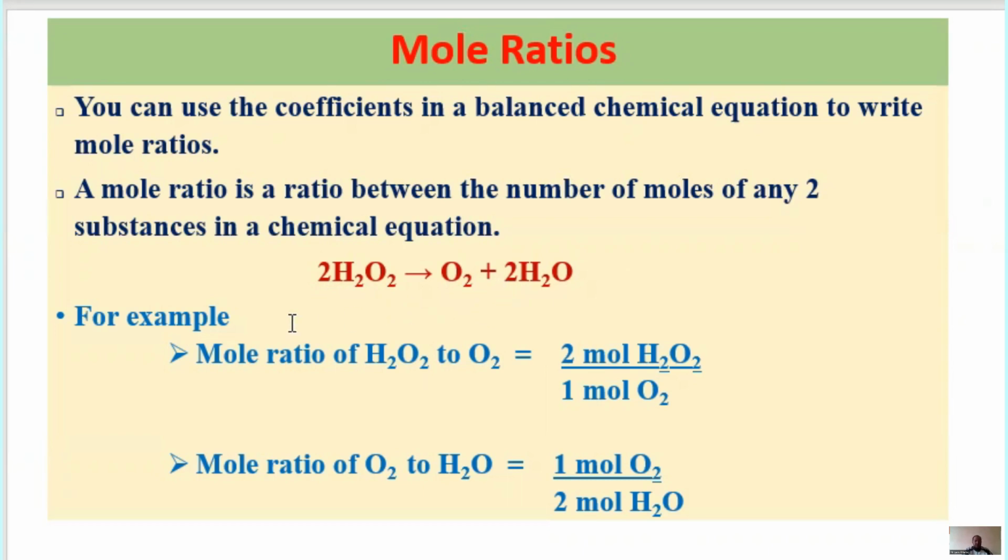What is the mole ratio of hydrogen peroxide to O2? It is 2 moles of H2O2 over what? 1 mole O2. The mole ratio of O2 to H2O is 1 mole O2 over what? 2 moles H2O. The numbers are the coefficients.